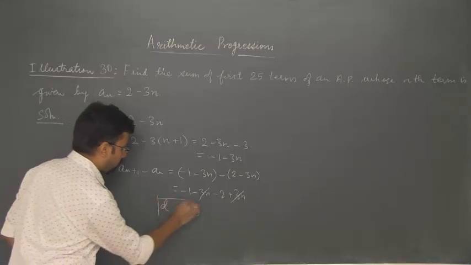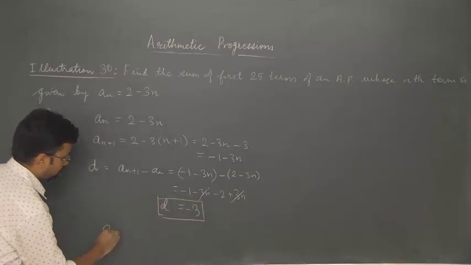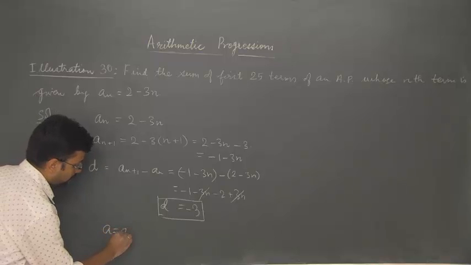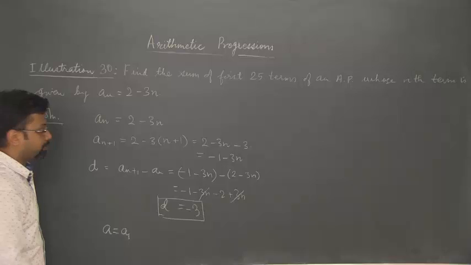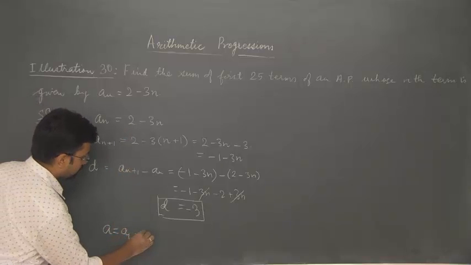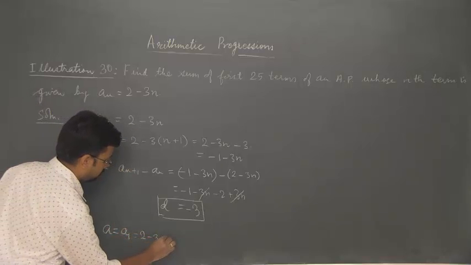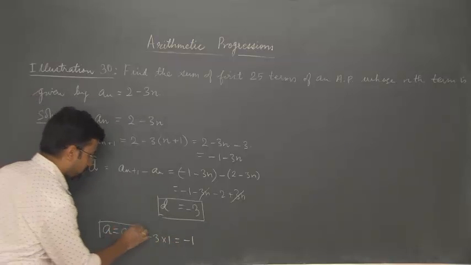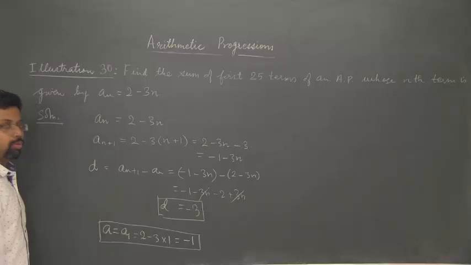Now we have the common difference. What will be the first term? First term a would be equal to a1, right? The first term would be a1. And what would a1 be? 2 minus 3 into 1. So it will be minus 1. So the first term would be equal to minus 1.